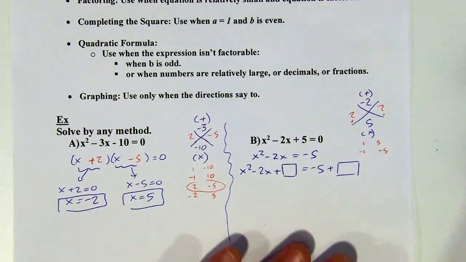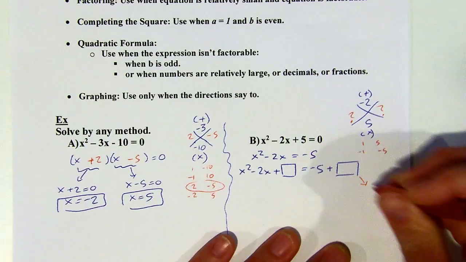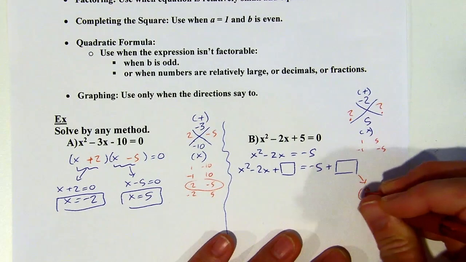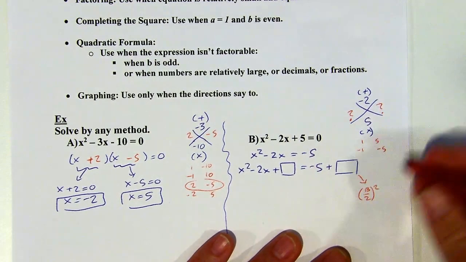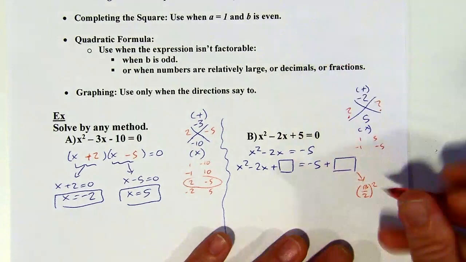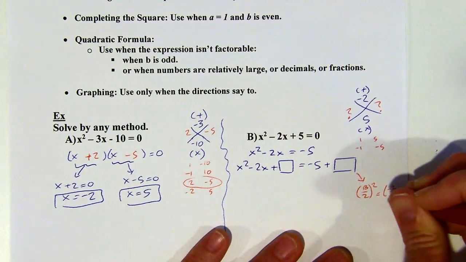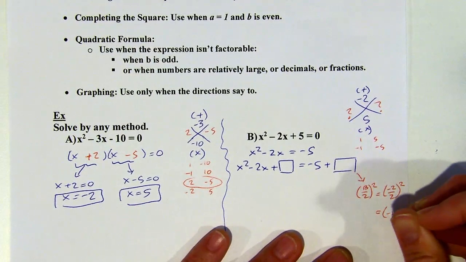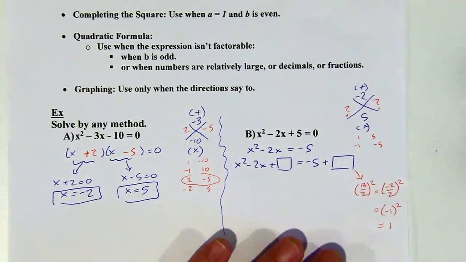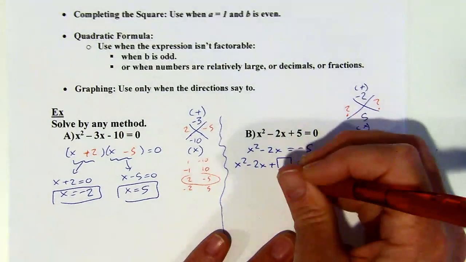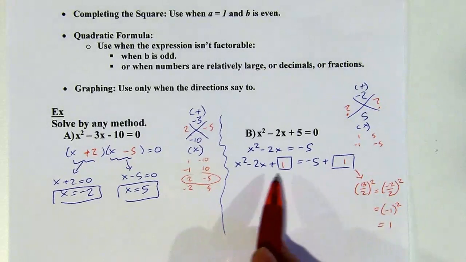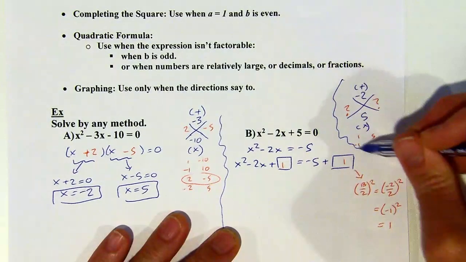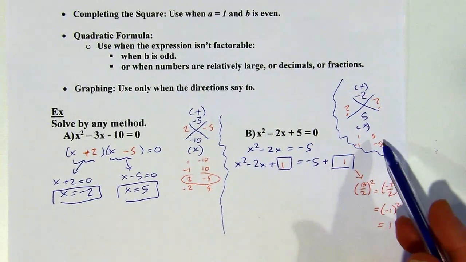Now I'm going to do a little side problem here to figure out what my mystery number is. I'm going to use a formula: b over 2 squared. The b in the original problem is -2, so -2 over 2 squared. -2 over 2 would be -1, and then -1 squared is +1. So my mystery number here is 1. That's going to be the number that creates a perfect square trinomial on the left side.